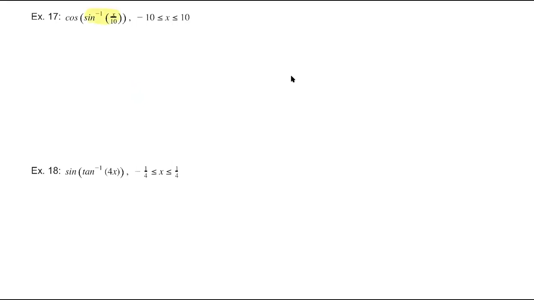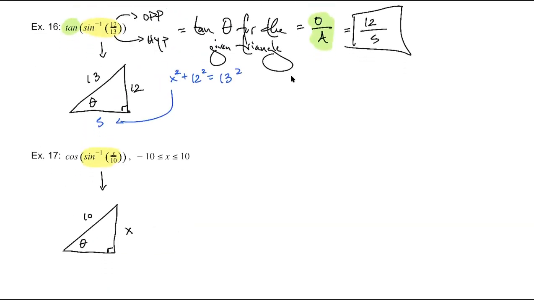So same thing, we're going to take a look at the inside parts of both 17 and 18, and we're going to draw a triangle. All right. So I think we know that sine is the opposite over the hypotenuse. So I can put the X here and the 10 here. It's a little different than 16 because I can't put a number like a 5 there, but I can put an X instead of that 12. How do I find the length of the missing side in 17, though?